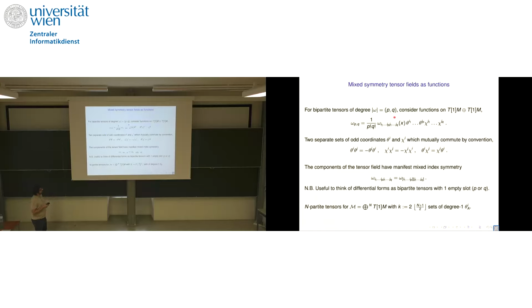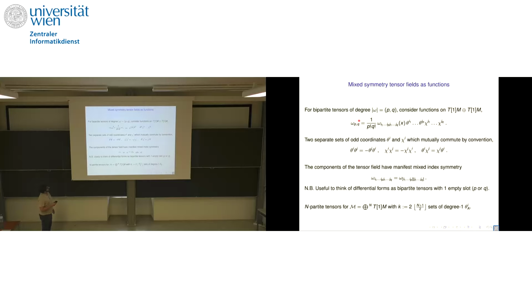These kinds of bipartite tensors, which I will call of degree p, q, where these are the lengths of the columns, can be described if one considers functions on essentially the direct sum of T1m with itself. In this case, you introduce two sets of odd coordinates. So it's a very simple generalization of the p-forms. I will have a set theta^I and a set chi^I. These are degree 1 coordinates. They anti-commute among themselves, and I will choose the convention that they commute across sets. As long as you keep track of your signs correctly, you could choose them either anti-commuting or commuting. We choose them commuting in this work.